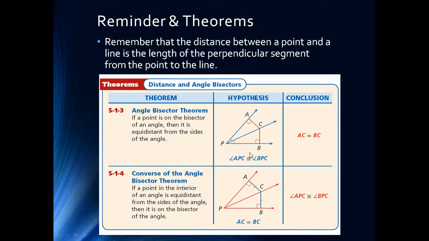So, if we are given that angle APC is congruent to angle BPC, and we see these little red lines here, then PC is the angle bisector, and C is going to be equidistant from A and B. So AC equals BC. The converse of this theorem tells me that if AC and BC are equal, then my two angles are going to be congruent.